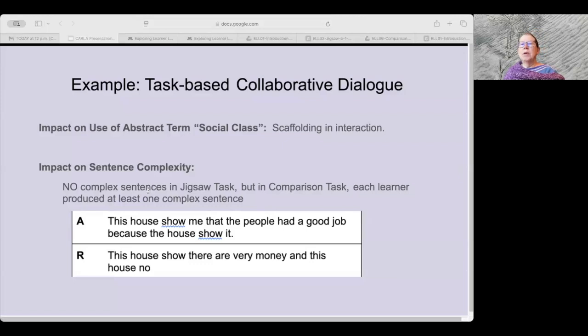In addition to that scaffolded co-construction of social class, we also saw when comparing the language features used in the two tasks, that the task itself had an impact on the complexity of the learner's sentences. In the jigsaw task, these two learners produced only simple or compound sentences, but in the comparison task, they produced complex sentences as shown on the screen. They both used the verb show to indicate the inferences they had made. And this impact of task complexity on sentence complexity was true for all the learners. They all produced more complex sentences in the more demanding comparison task.